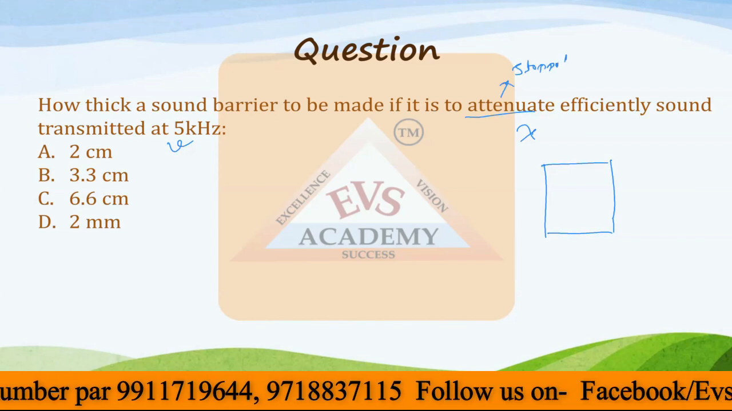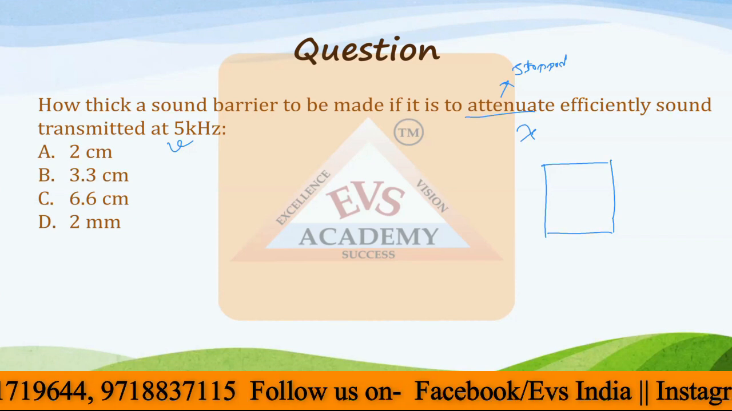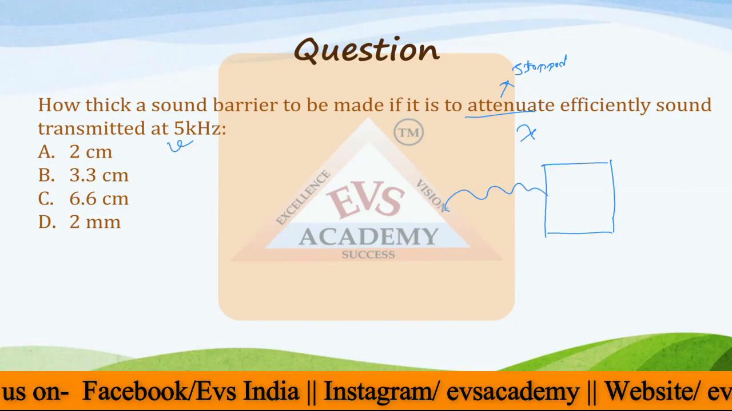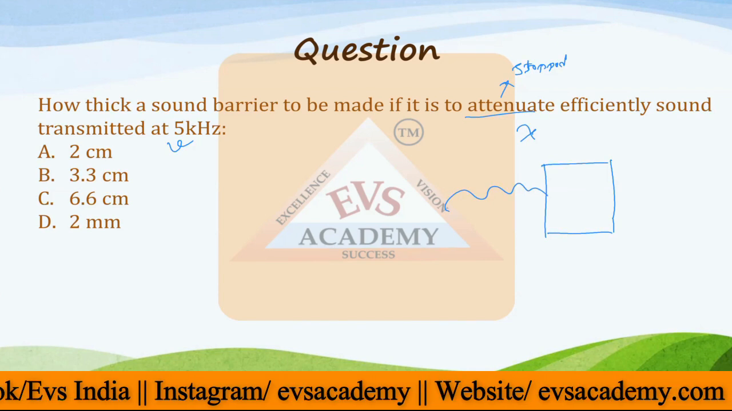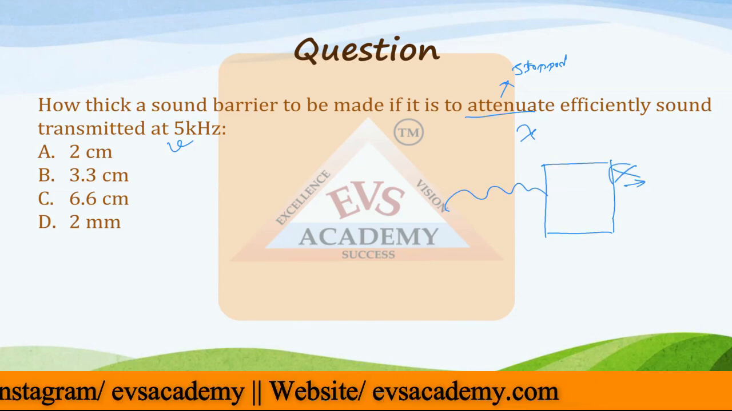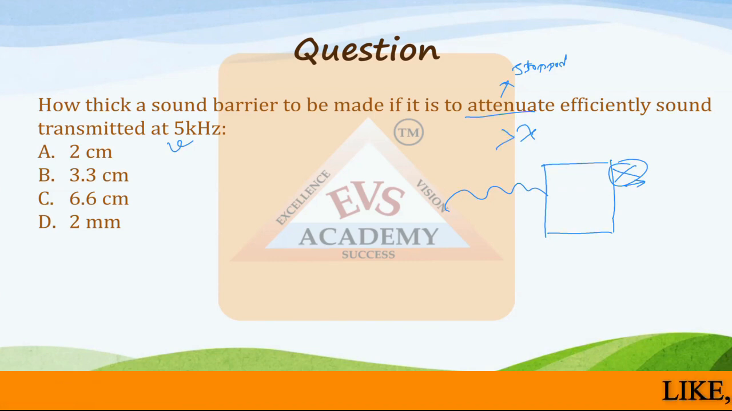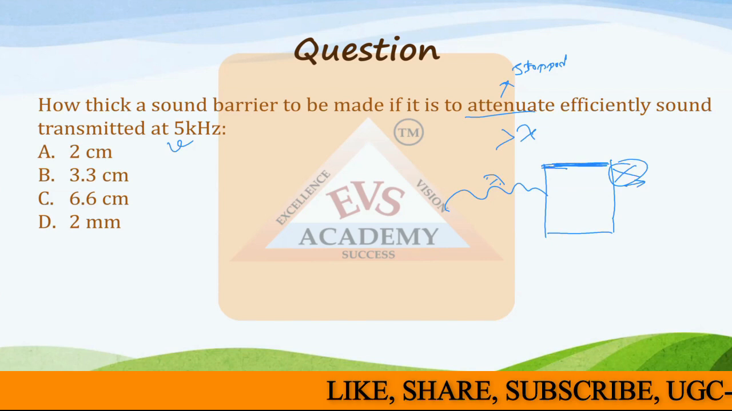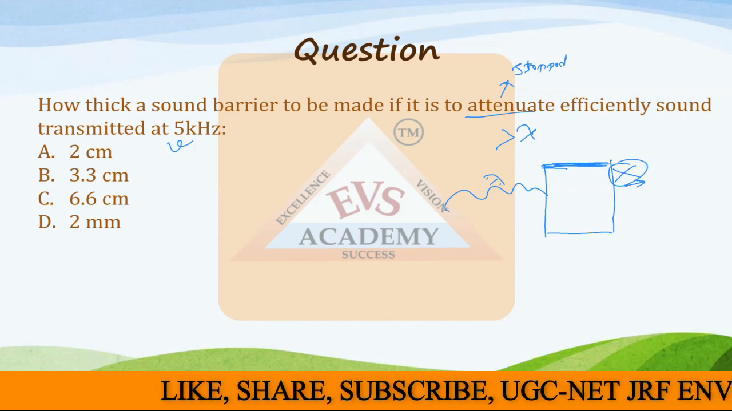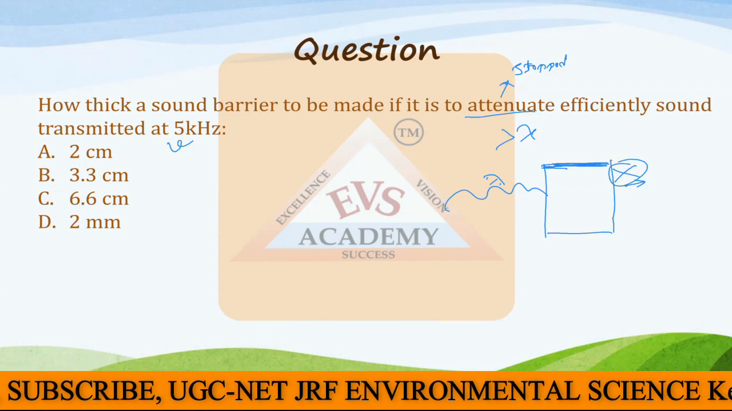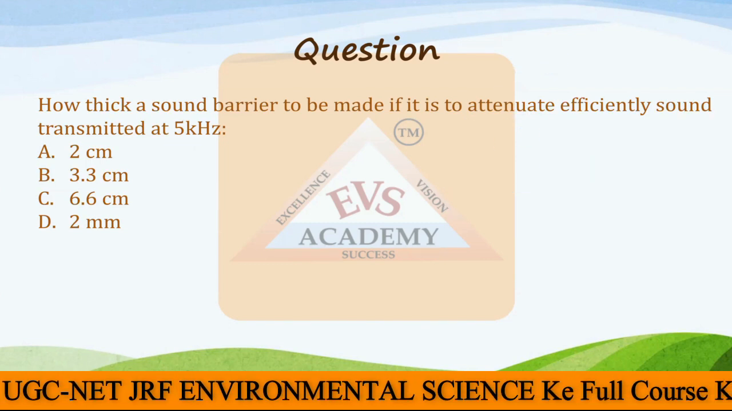You don't want the sound to go out of this particular wall. So if sound is coming like this, automatically the sound will stop here and nothing will come out on this particular side. So that is attenuated. If you have a wall thickness which is more than the lambda value, the wavelength value, then the sound can be attenuated effectively. So calculate the lambda, that would be your answer. So let's see the solution.